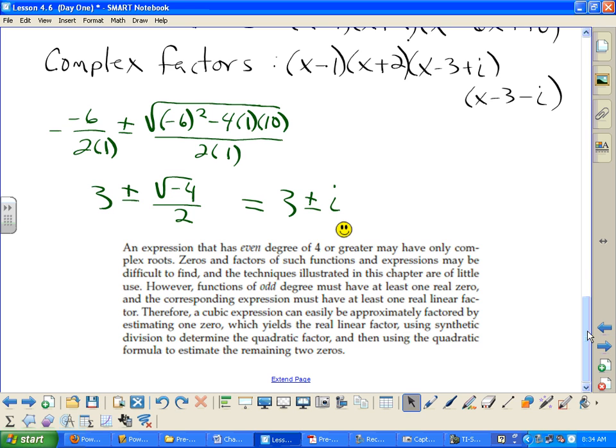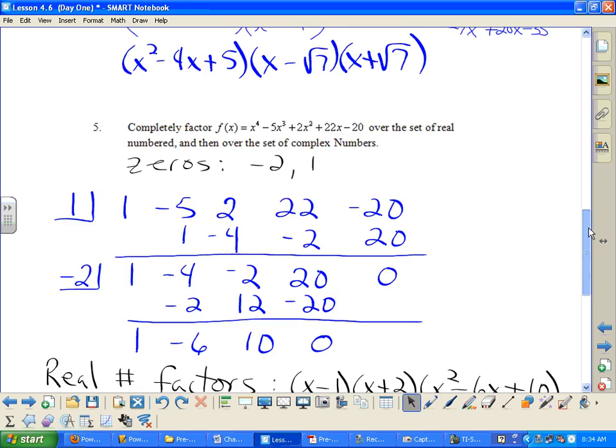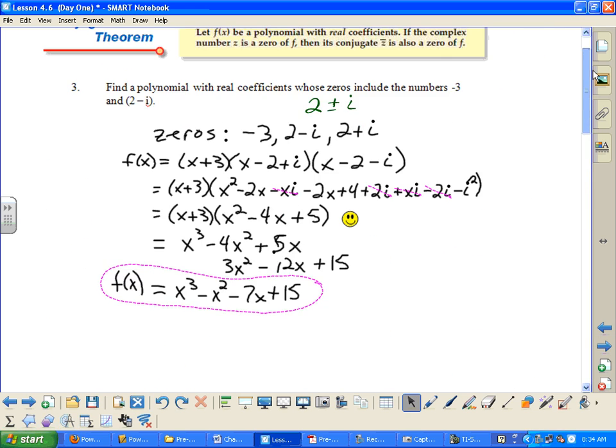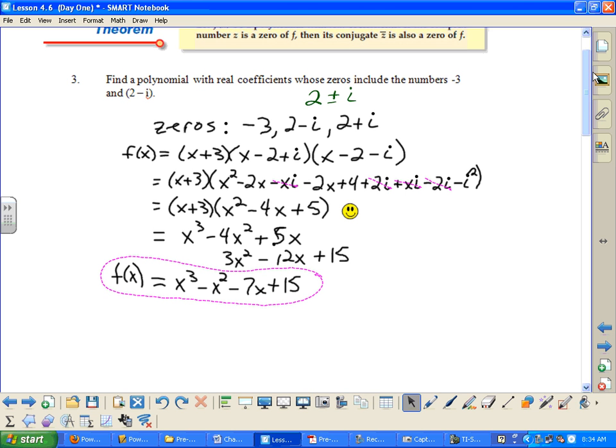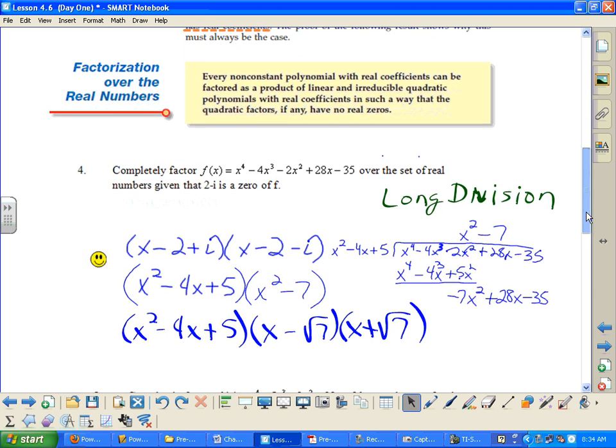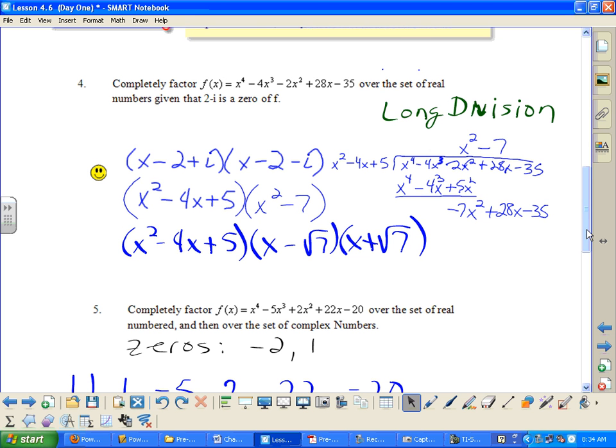Okay, so we looked at a couple things here then. All right, we took our factors that we knew, the zeros that we knew, wrote it in factored form, and then we're able to find the polynomial for it. And then we were able to factor. So, okay. Any questions about that, or are we good?